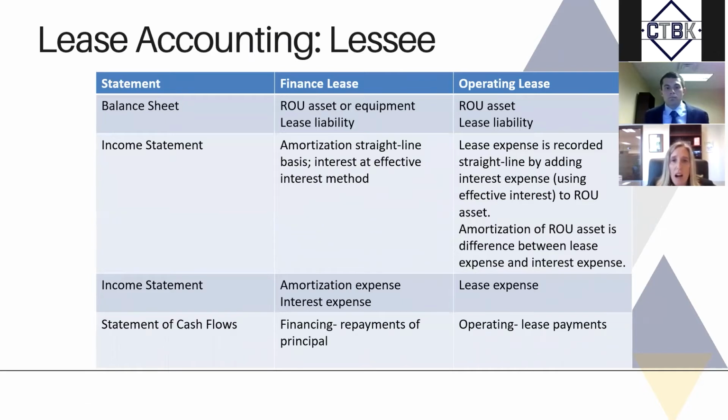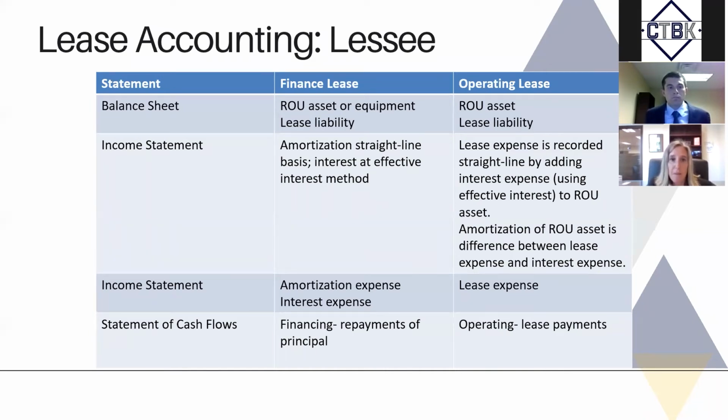This slide, I'm not going to go through in detail, but as we mentioned, reminding you what a finance lease looks like on the balance sheet, income statement, and cash flows. That's really resembling what a capital lease had looked like previously. There really isn't that much change on that side. On the operating lease side, this is where it's different.